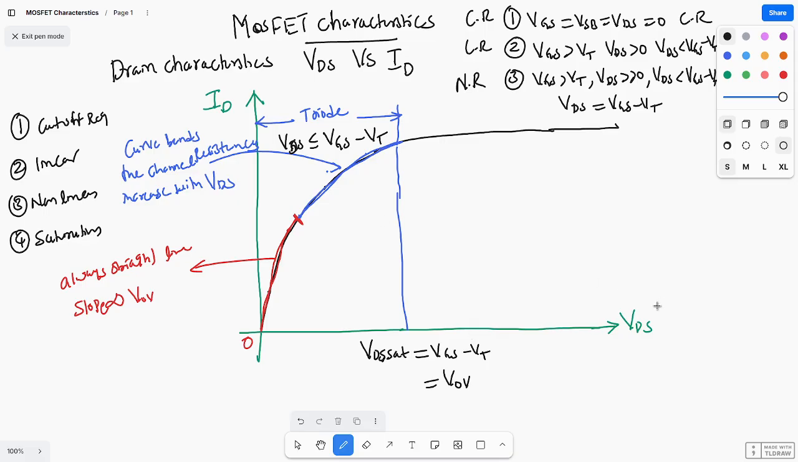Next you have the saturation region. What is the saturation region? Here VGS is greater than VT and VDS has a larger value. You keep increasing VDS such that the pinch-off condition is overcome, so VDS is greater than or equal to VGS minus VT.